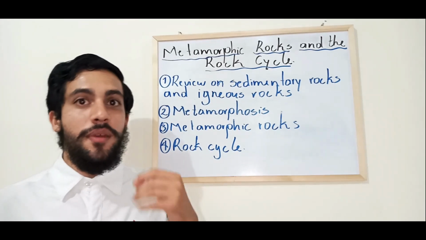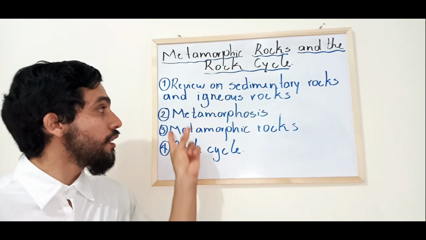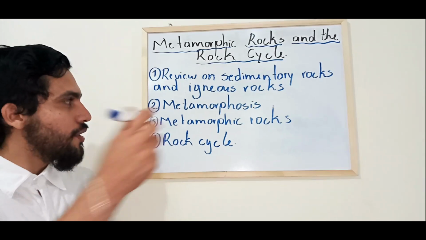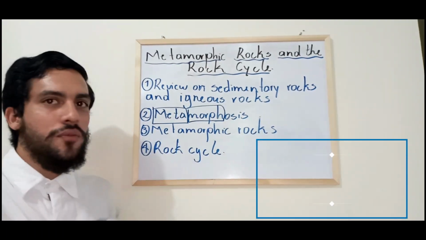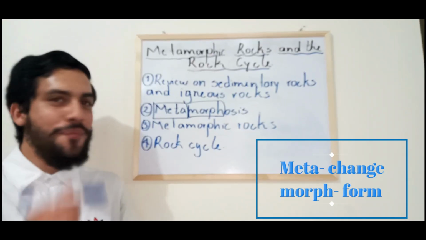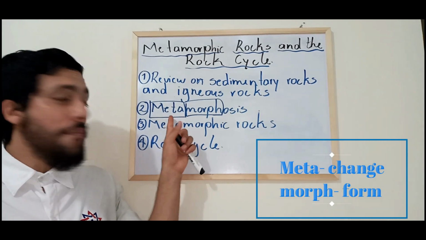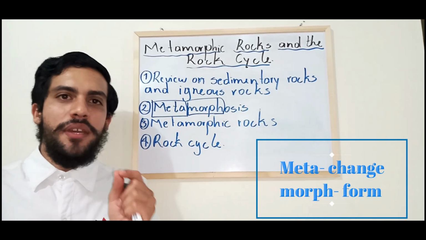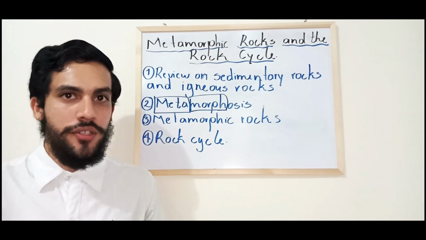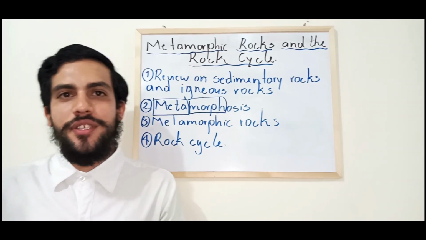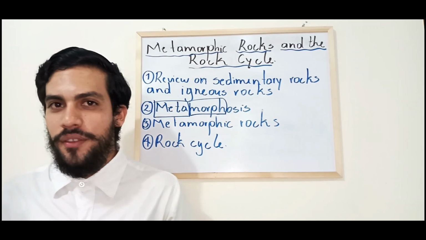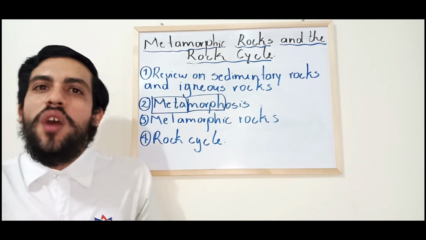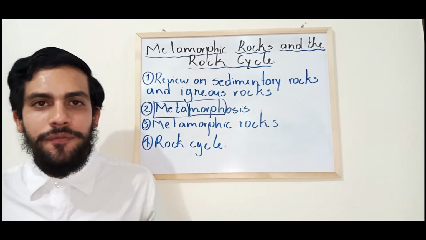Before you understand what a metamorphic rock is, you need to understand what metamorphosis is. I'm going to divide the word in two so you can understand: meta and morph. Meta means change, and morph means form. In simple words, a metamorphosis is a change in form. Now, take a minute to think about this. So, what is a metamorphic rock then?